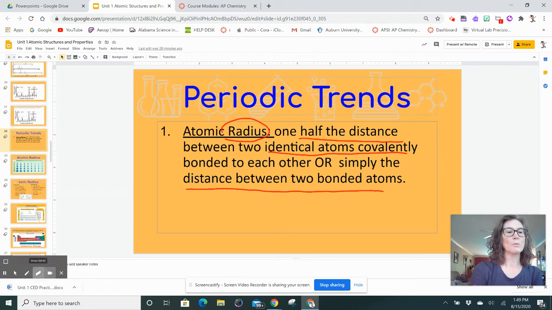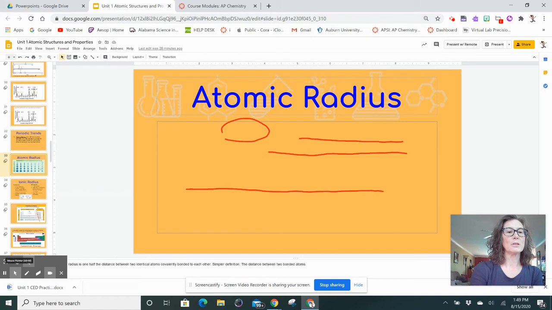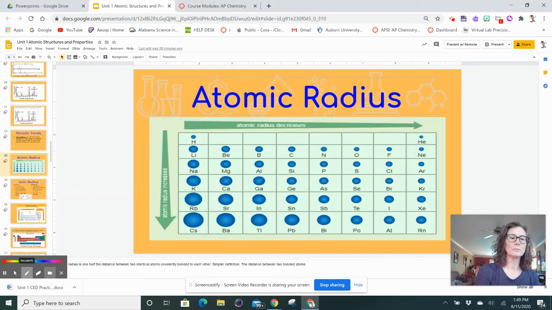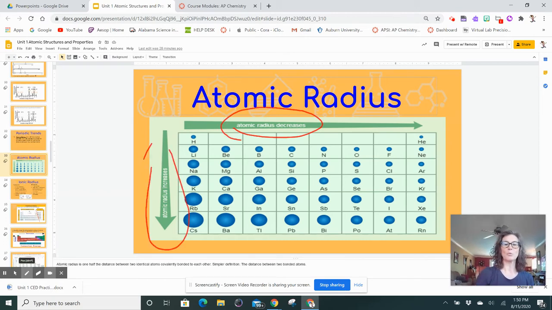So what we notice with that, the trend or the pattern that we see, is that as you go across the periodic table, the atomic radius decreases, and as you go down, the atomic radius increases. So it's important for us to know these trends, but we also need to know why they are what they are. So it's not just a matter of saying it gets smaller as you go across and bigger as you go down. We're going to look at why that happens, okay?